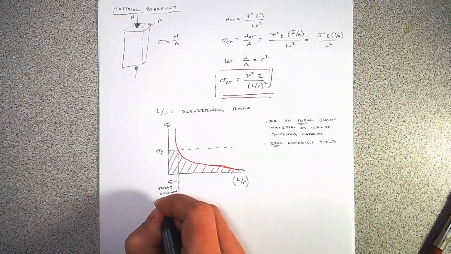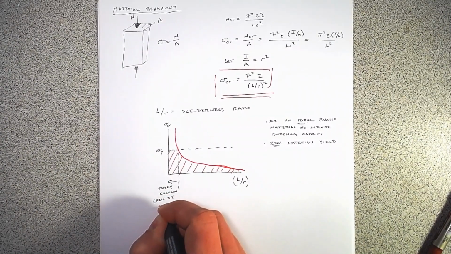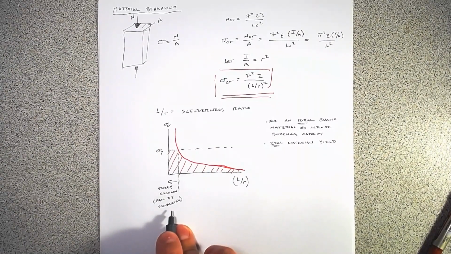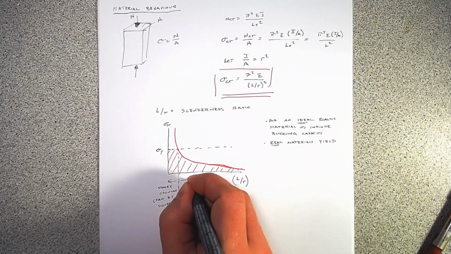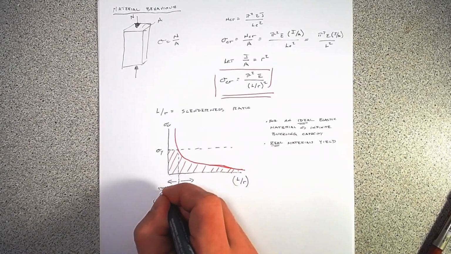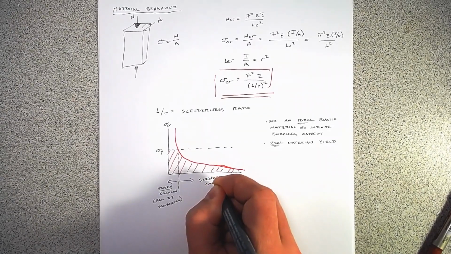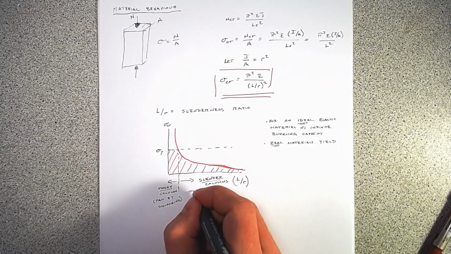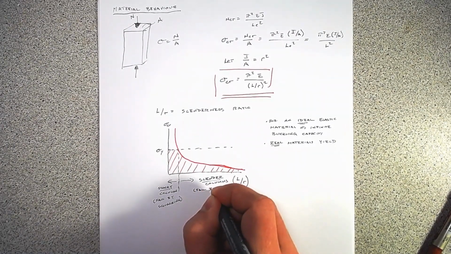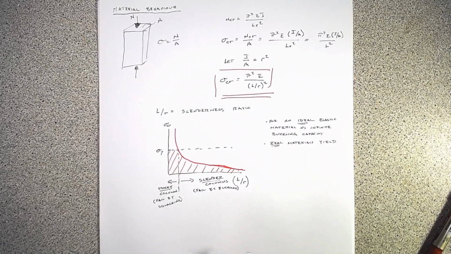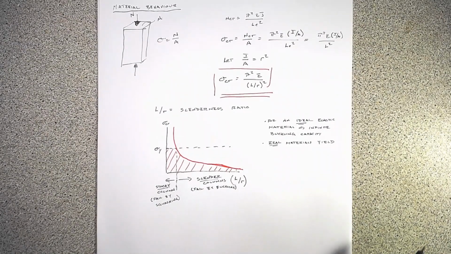and it will fail by squashing. Think about squashing as just yielding in compression. As our slenderness ratio increases, we get slender columns, and those will fail by buckling. Cool. So now we've got some way to limit this critical buckling stress by the slenderness ratio, which helps us, for some arbitrary section, determine what the failure mode is.